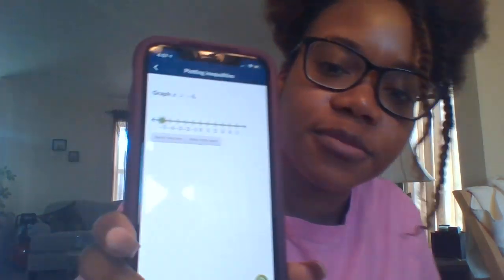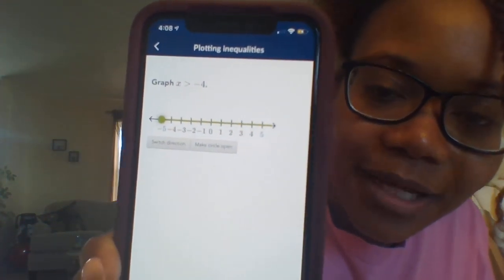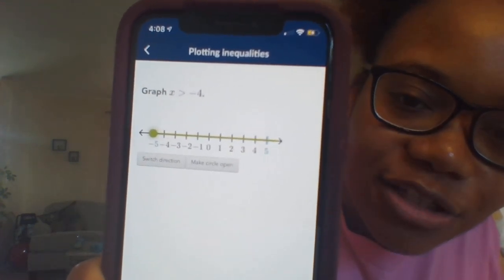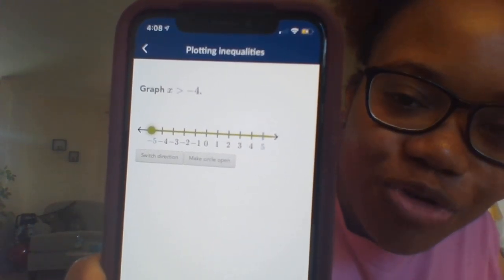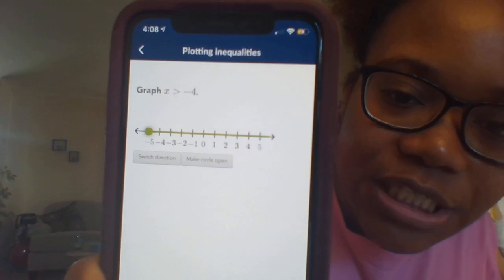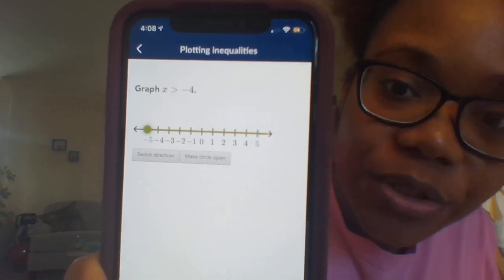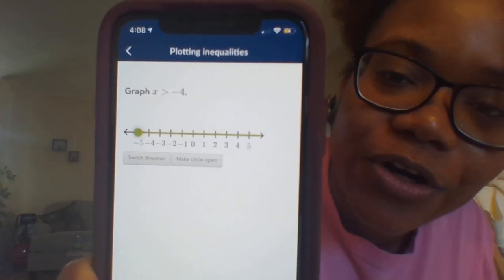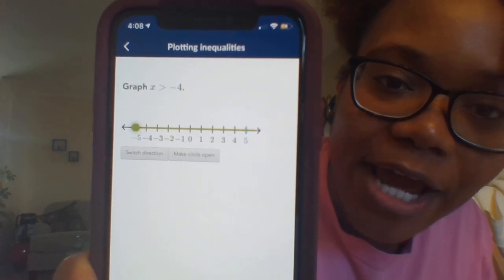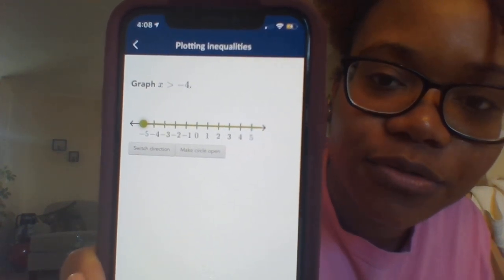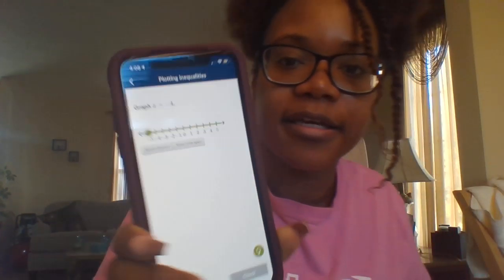Okay, so the first problem set I pulled up was from plotting inequalities, and they ask us to graph x is greater than negative 4. So we should have an open circle at negative 4, and our arrow should be going to the right toward the positive. So I will do that and show you what it looks like.